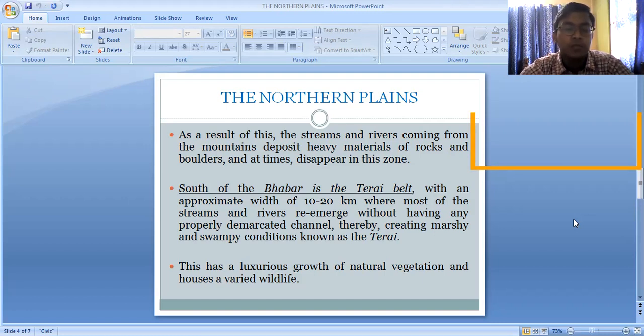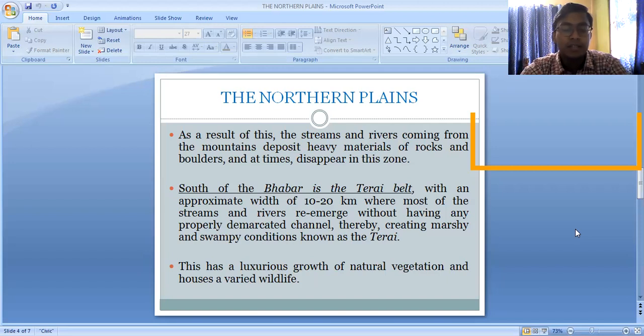In this Terai belt, the area is very swampy in nature. Why is it swampy? Because here the percentage of water composition in the soil is very much higher, and this is why the area is swampy as well as marshy in nature. And in this Terai belt, we can find a huge, dense vegetation cover. The forest cover has developed well in this Terai belt. So this has a luxurious growth of natural vegetation and houses a varied wildlife.